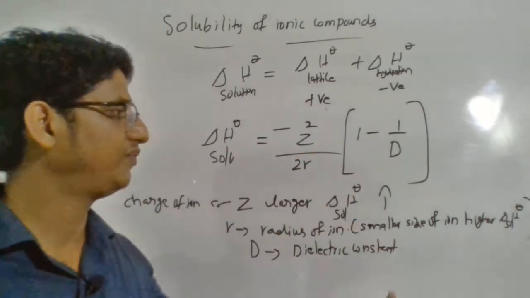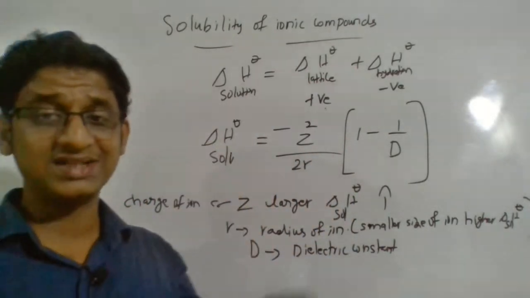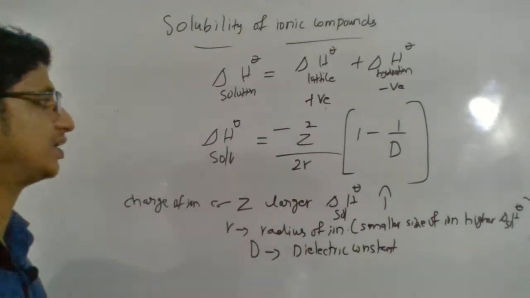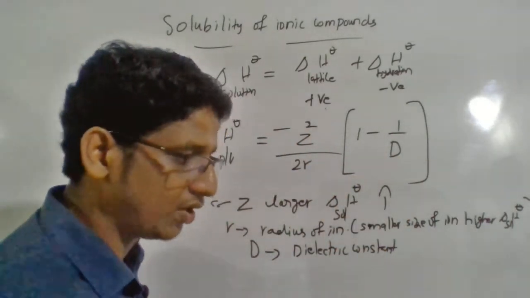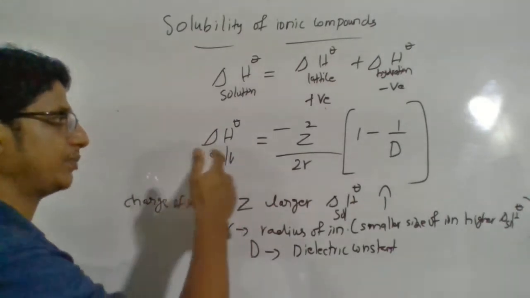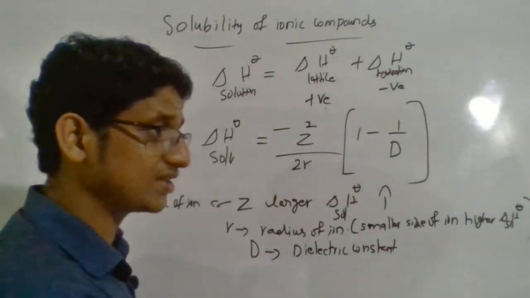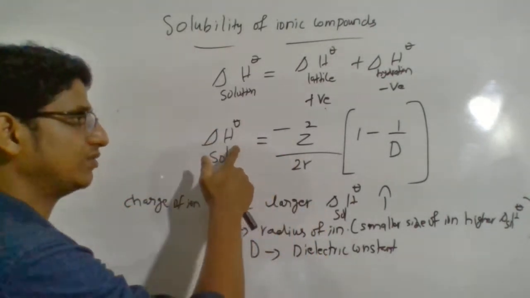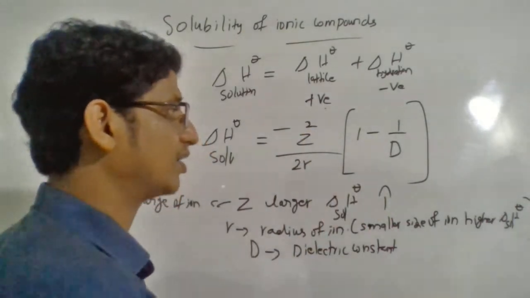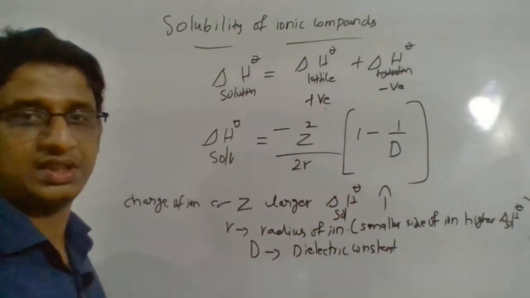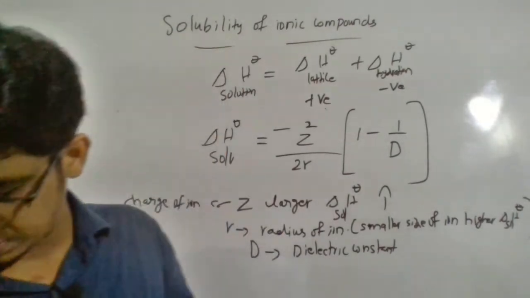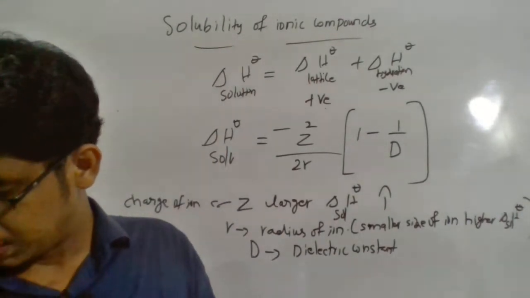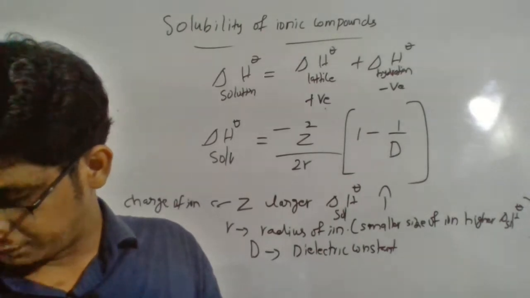So these are the three factors which influence the hydration enthalpy or solvation enthalpy. What are they? Z, r and D. Higher the charge of the ion, higher the hydration enthalpy or solvation enthalpy. Smaller the size of the ion, greater the solvation enthalpy. Higher the dielectric constant, higher the solvation enthalpy. So these are the three factors which are going to influence the hydration enthalpy or solvation enthalpy.